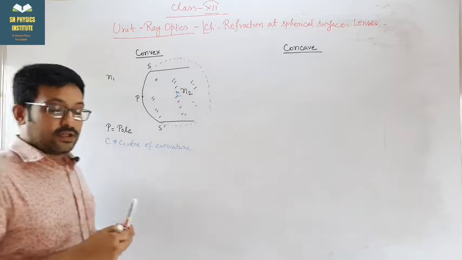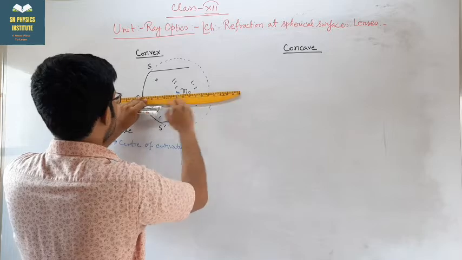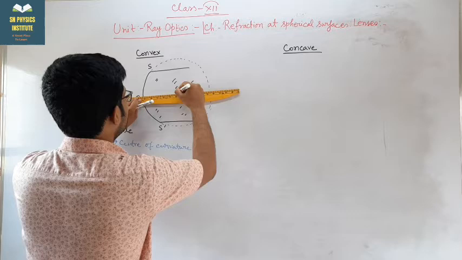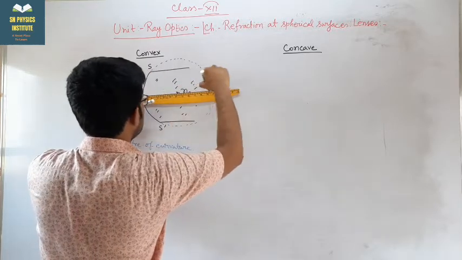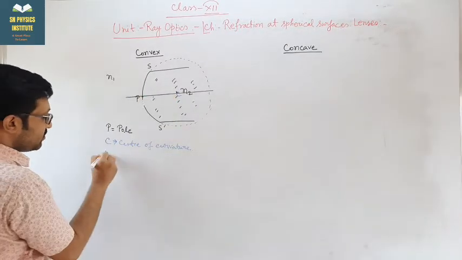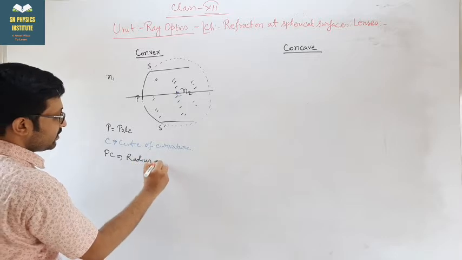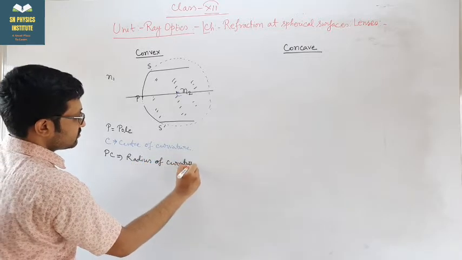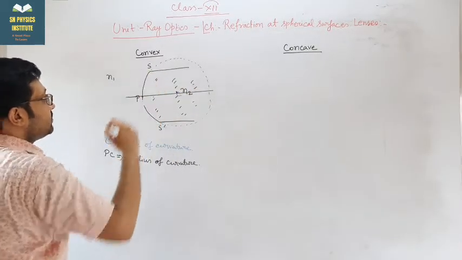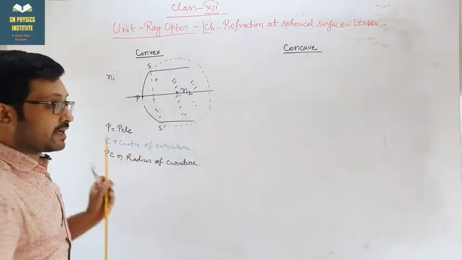If you join this P point and C point, this line is known as the principal axis. And PC is known as the radius of curvature. These are some definitions regarding the surface. If you join this S prime, this straight line is known as the aperture.